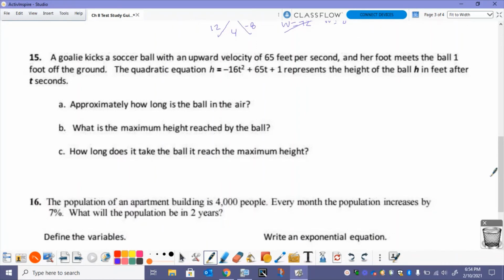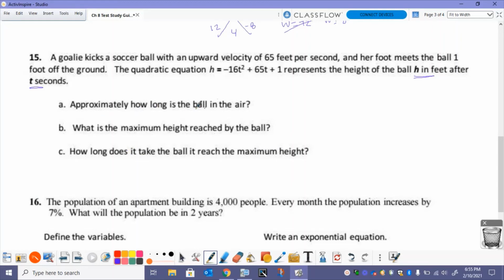All right, number 15. A goalie kicks a soccer ball with an upward velocity of 65 feet per second, and her foot meets the ball 1 foot off the ground. Quadratic equation H equals negative 16t squared plus 65t plus 1 represents the height of the ball H in feet after t seconds. So H is our feet height and t is our time or seconds, right? So the question says, approximately how long is the ball in the air?